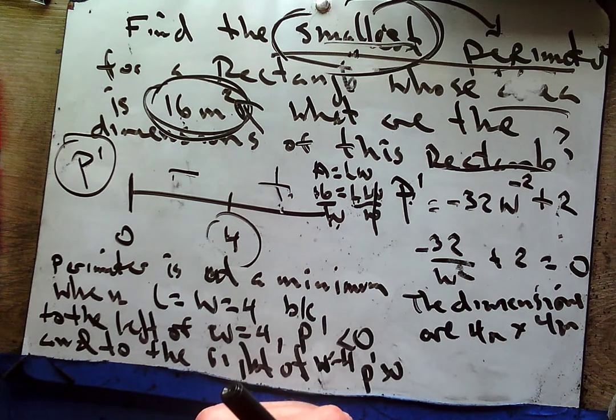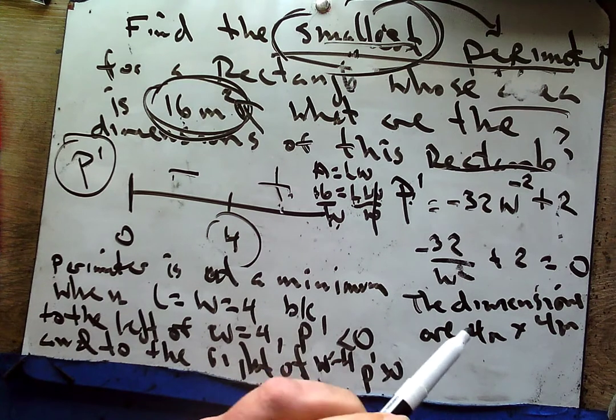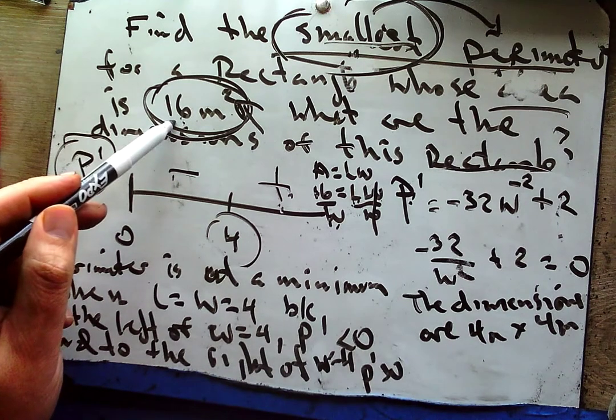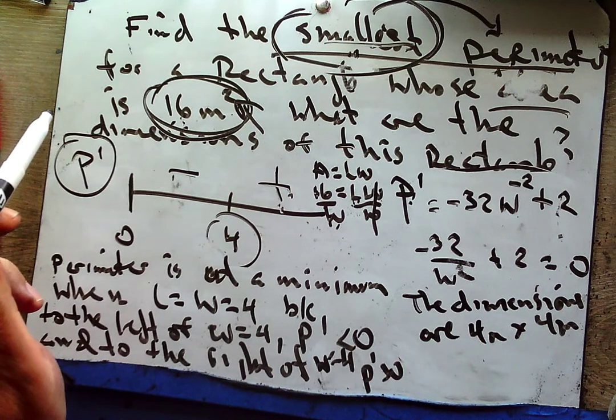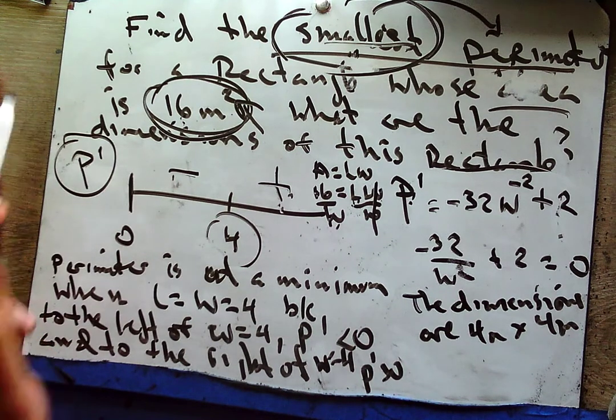And did we do everything else? Did they ask what the... No, we know what that area is. That was given to us. Did they ask us what the smallest perimeter is? Yeah, I think they do.